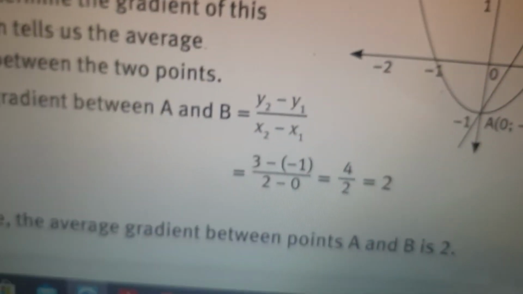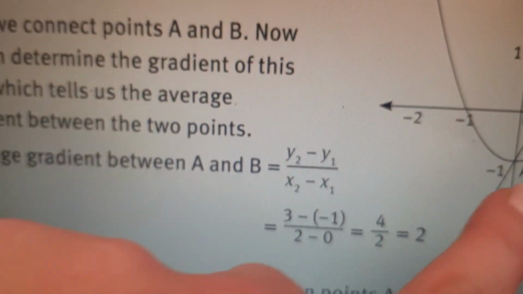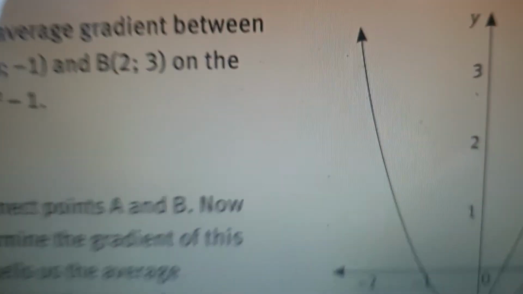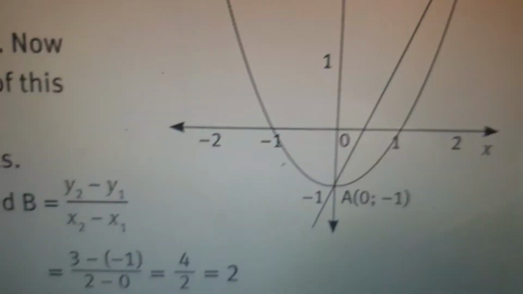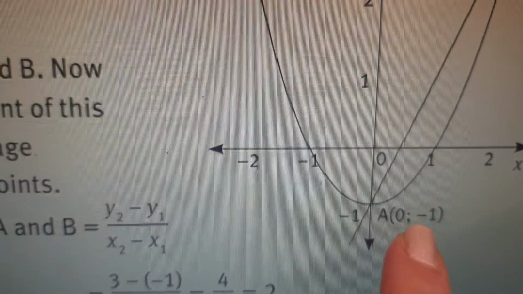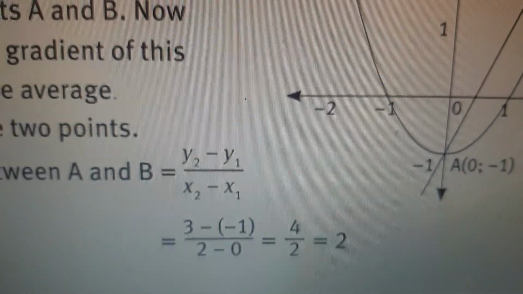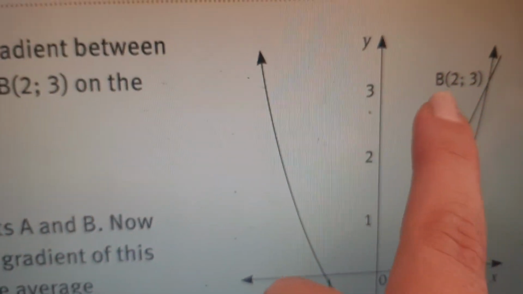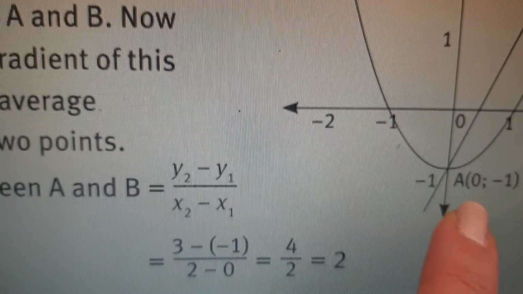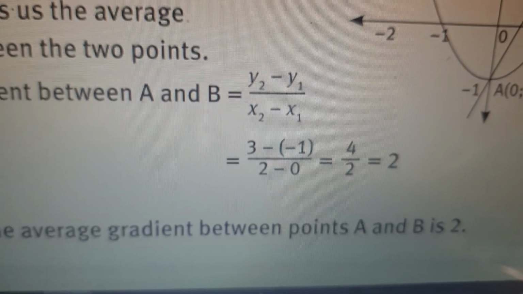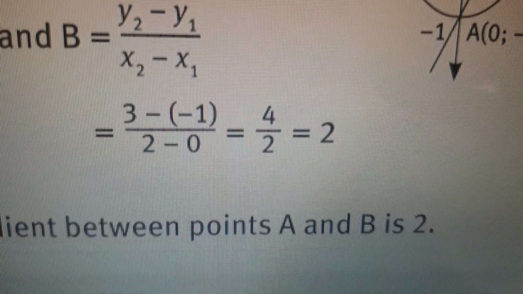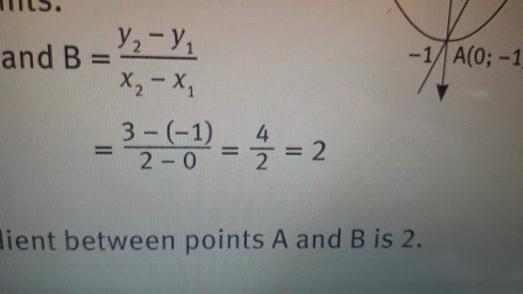Let's use this one as y2. So we first use the y value, 3 minus 1, which gives us 4. That's on top. At the bottom we have 2 minus 0, which is 2. So 4 over 2 equals 2. So the average gradient between point A and B is 2.